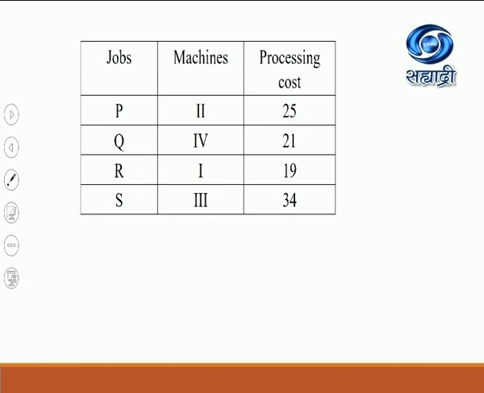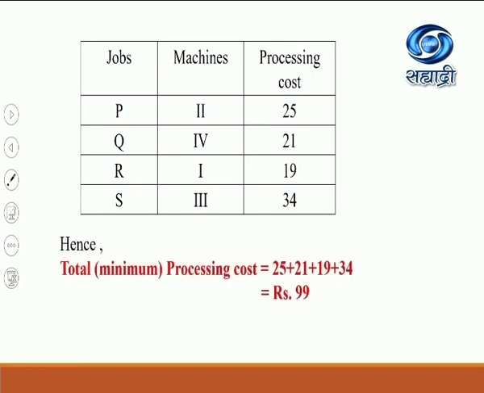Once you write the processing costs, lastly you have to just add them. So the total minimum processing cost is rupees 99 after adding all the processing costs. And so this is done by the Hungarian method. Now let us go for the next example.